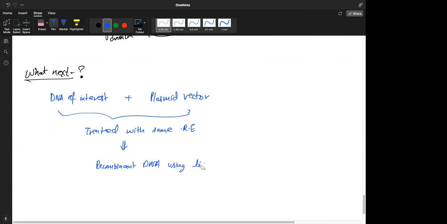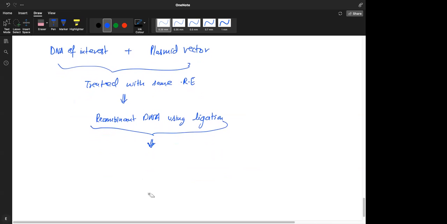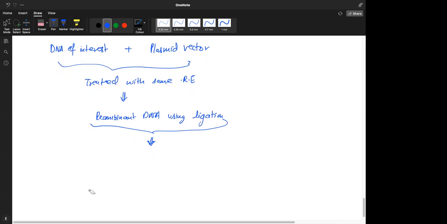Using ligation, DNA ligation, we will use DNA ligase enzyme. This is done. Now it is ready to be inserted into the host. Which is the host organism? Bacteria, or yeast in some cases. So let's focus on bacteria for this discussion.